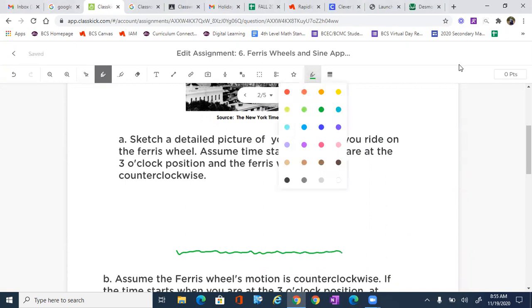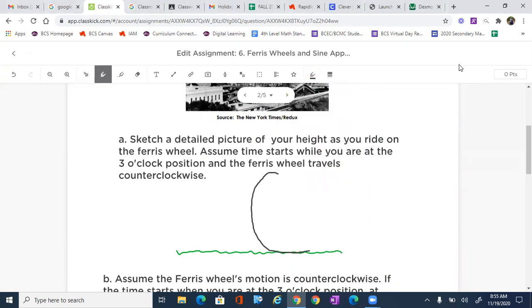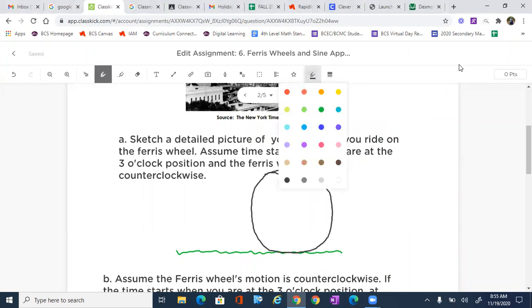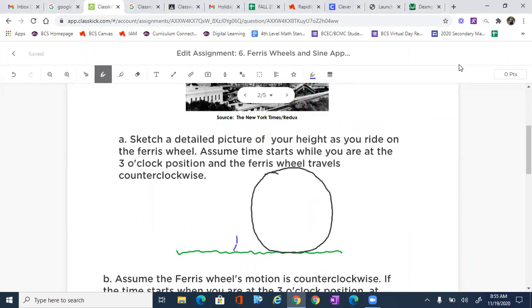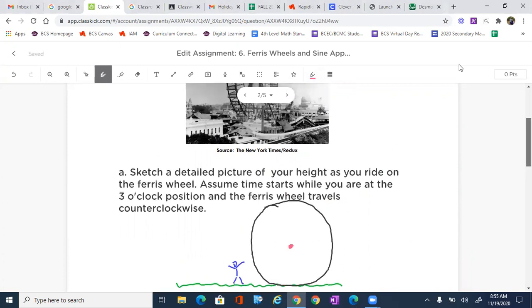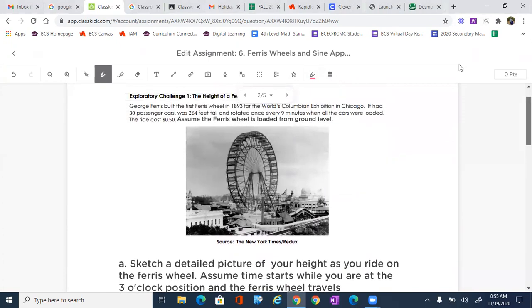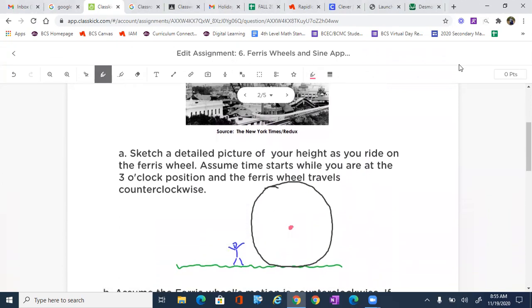And of course, we have a Ferris wheel, which we know is circular. Here you are, down at the bottom, getting ready to get loaded onto that Ferris wheel. Now, we know that with the Ferris wheel, we've got the center. And we know a couple of other things. We know, for example, that it was 264 feet tall. So let's say that at the top, we have a height of 264 feet. And at the bottom, the height is 0 feet.